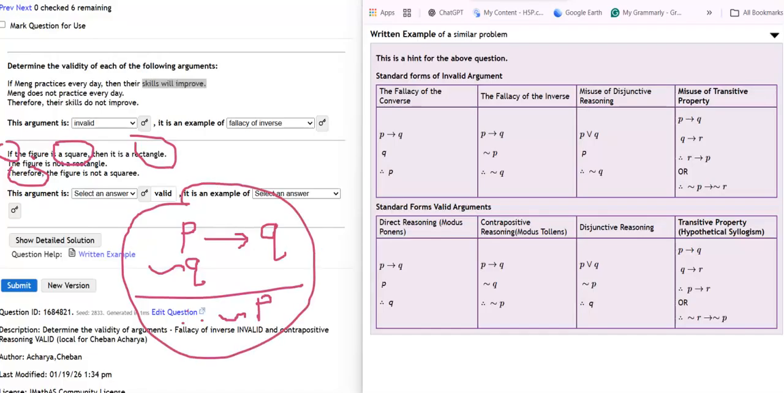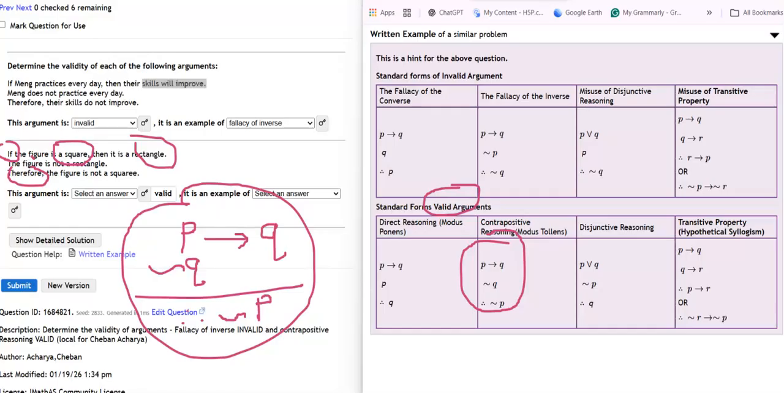Now you have to see which standard form matches this argument. P right arrow Q, not Q, therefore not P. It matches this one: P right arrow Q, not Q, therefore not P. Remember that the three dots represent therefore. So this is valid, and it's an example of contrapositive reasoning.